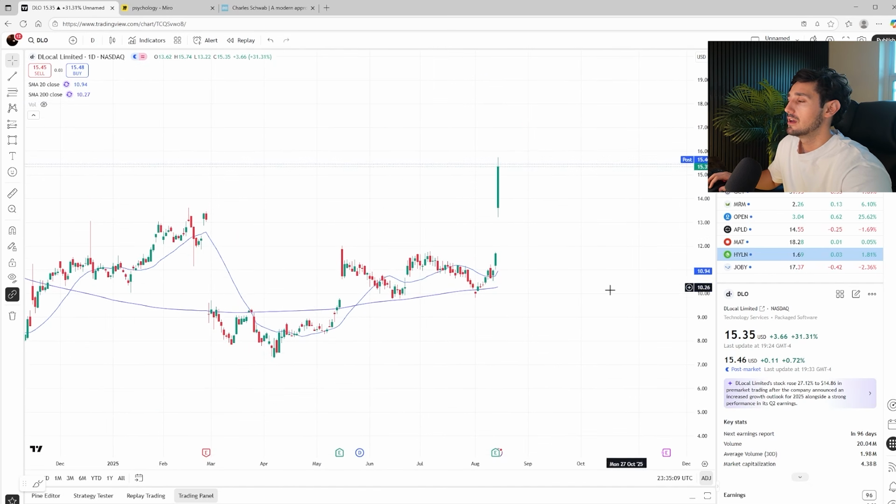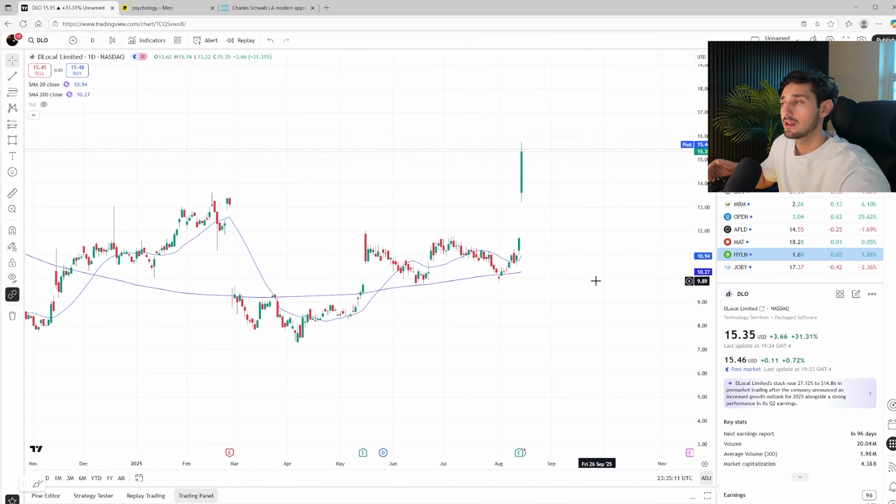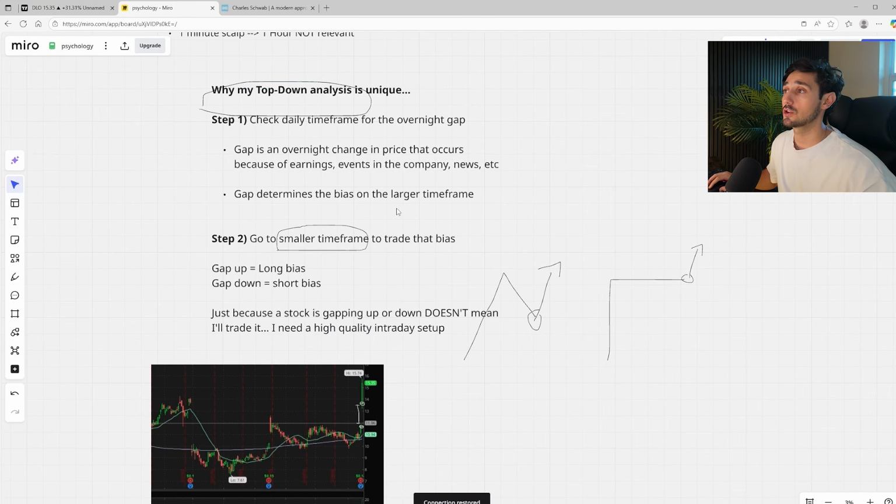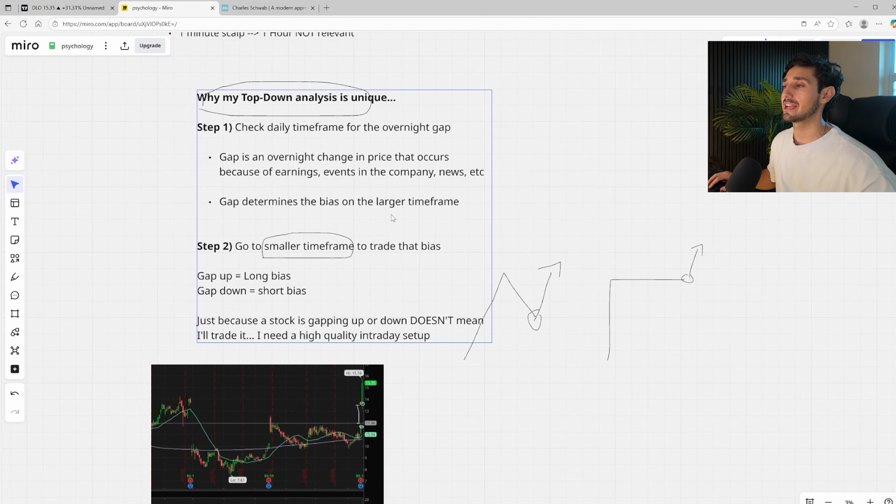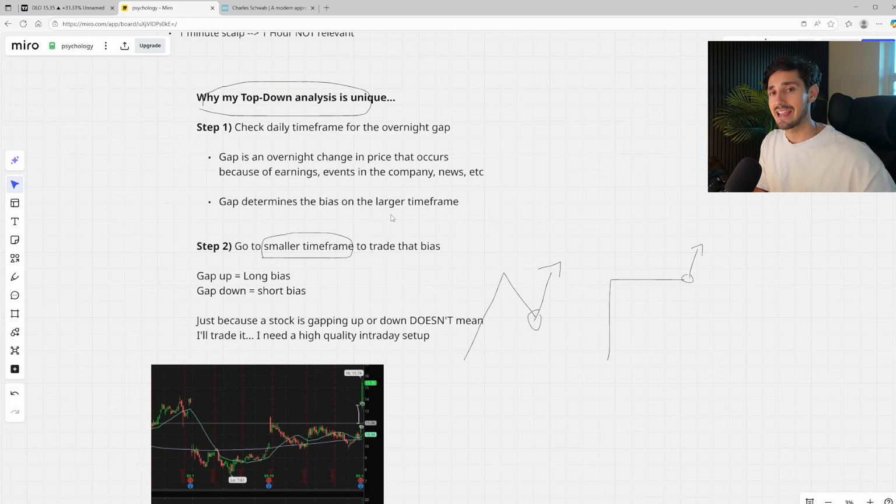Look at the daily, establish what the gap is doing, assess the quality, go to the intraday timeframes to find a potential setup. And that's why my top-down analysis is so unique, because it's all about looking at the daily chart to assess the gap, and then we trade the bias of that gap on these smaller time frames.